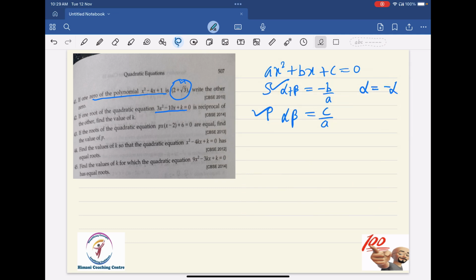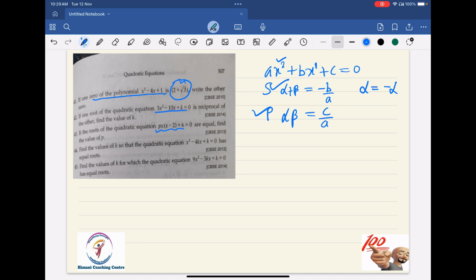Now let us move and see what is the next question given. The next question says if the roots of the quadratic equation, we are given this equation, are equal, find the value of p. Now if we notice this question, we actually have to simplify this. What is a quadratic equation or a quadratic polynomial? It's a polynomial in which the highest degree of x is 2. So this is a quadratic polynomial. Why? The highest degree is 2. Here the degree of x is 1.